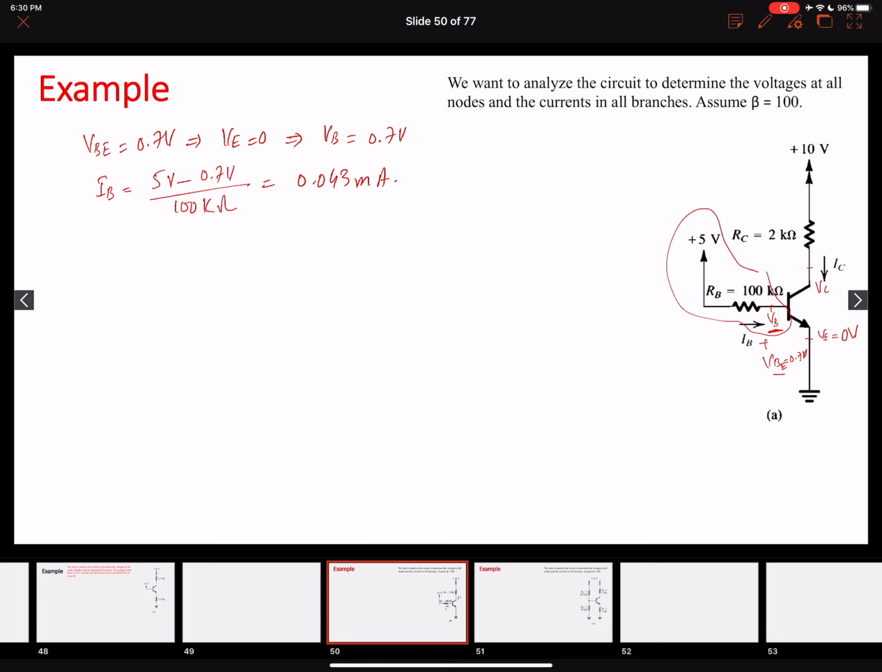Now again, before moving to find out the value of the collector current and the collector voltage, we need to make an assumption. And we can always start with the same assumption. Assume BJT is in active region.